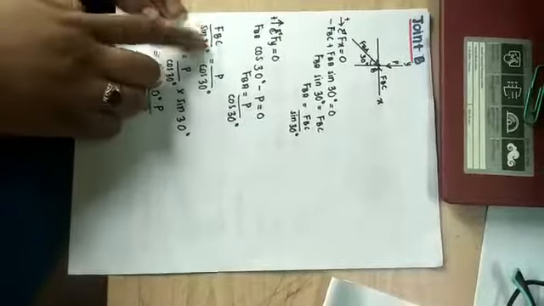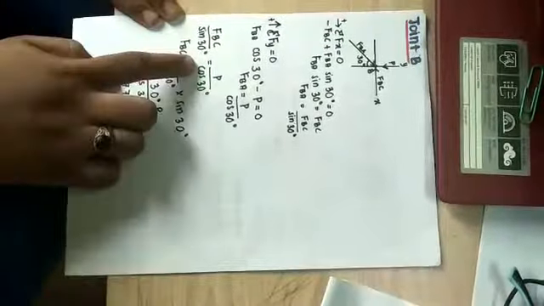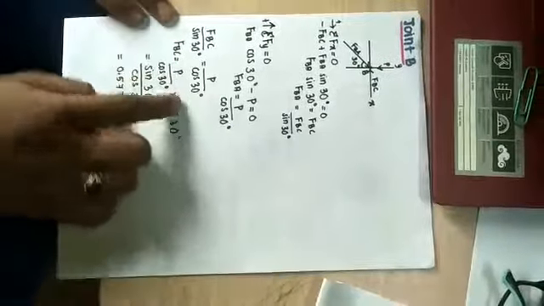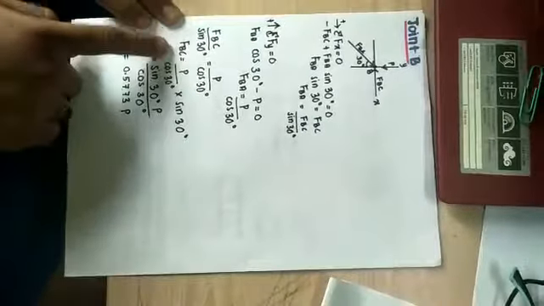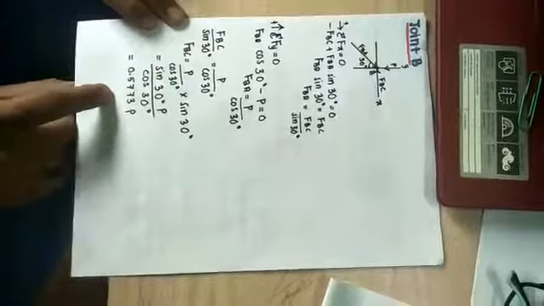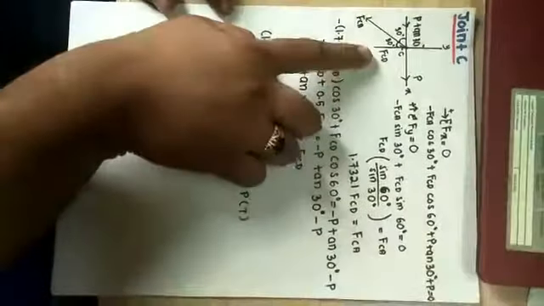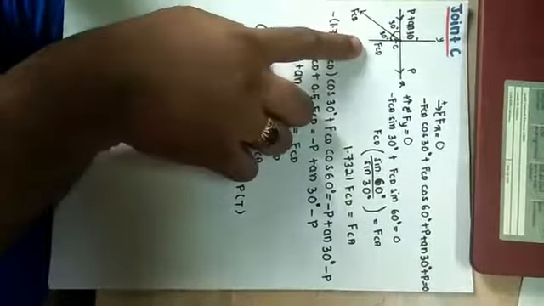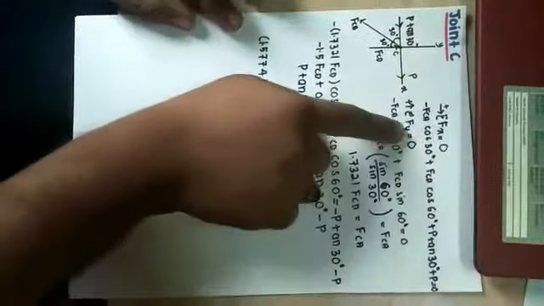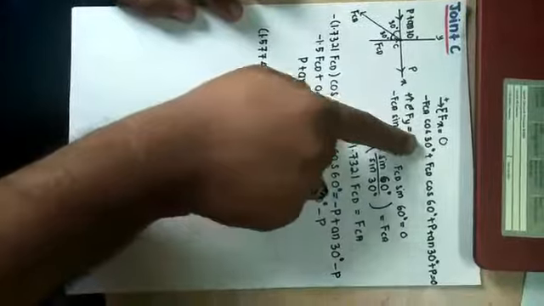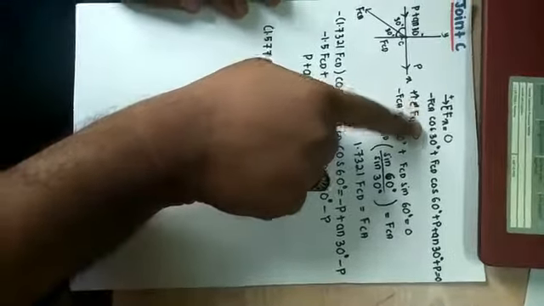And FBC over sine 30 is equal to P over cos 30. So here's how we get FBC, just do the normal calculation. So here's the free body diagram at joint C. We do the same thing. Summation of x is equal to 0.